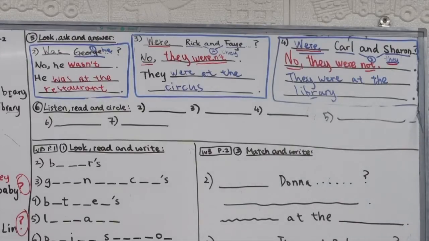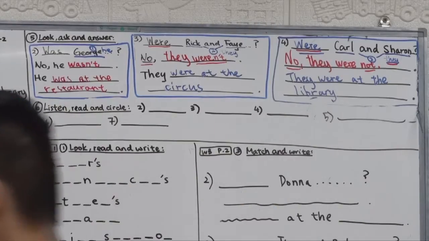Exercise 6, page 19. Listen, read, and circle. Where were you yesterday, Hilda? Oh, I was at the cinema. Was it a good film? No, it wasn't. It was boring. Well, I was with Mr. Rossi. We were at the Red Dragon restaurant. Oh, that's nice, Doris.